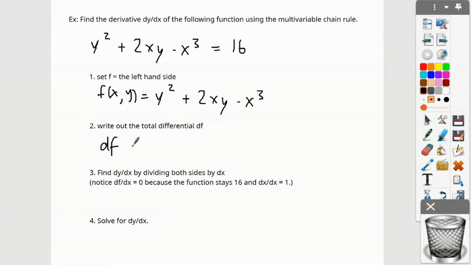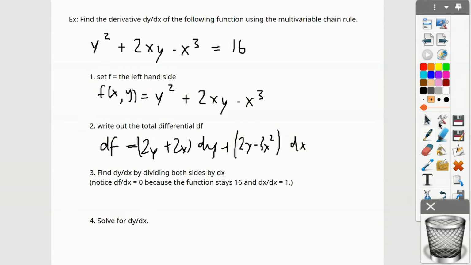df is equal to, 2y, or no, df is equal to f sub y dy, and then f sub x dx. What's f sub y first? 2y plus 2x. And then what is f sub x? It is 2y minus 3x squared.